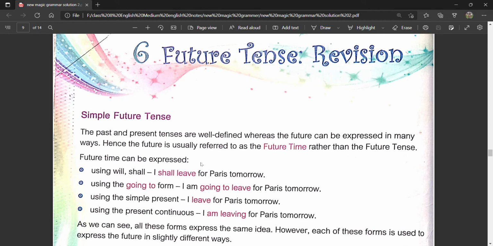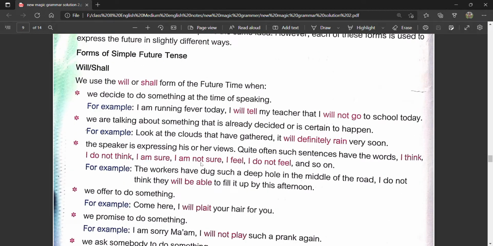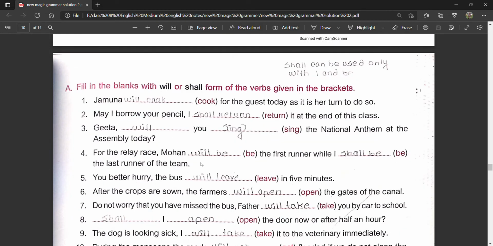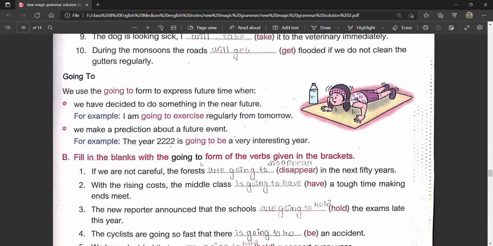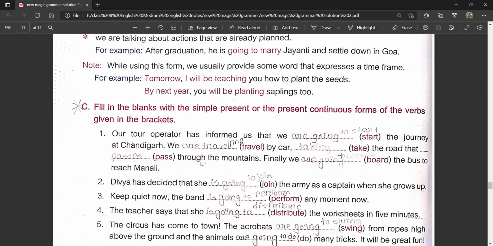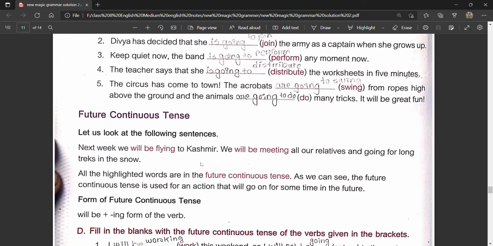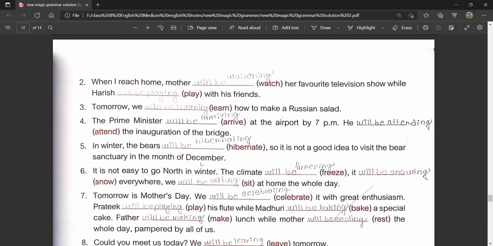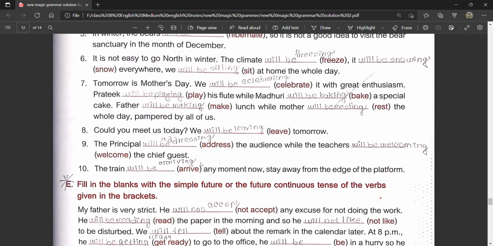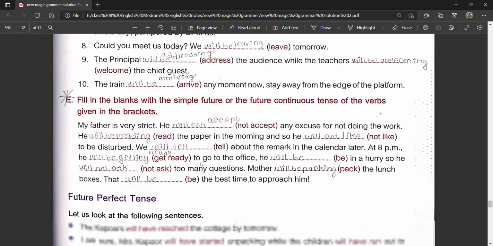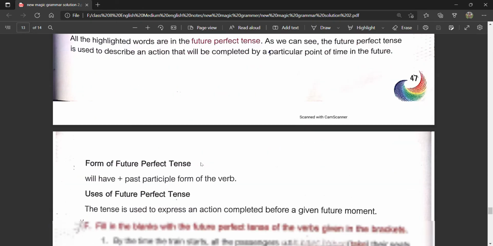So this is the future tense revisions. So, answers, these are the questions and answers. If anything is not understandable or clear, please send me a message. I'll get back to you on the topics.